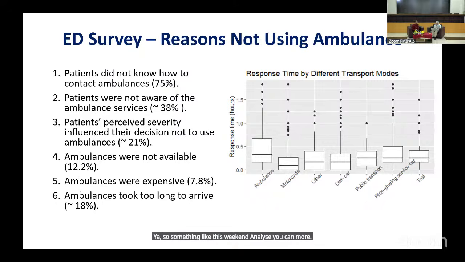And then there's the belief that an ambulance costs money. It is true. If you're not covered by BPJS, you have to pay, right? Although some charity ambulances will give it free. If it is an accident and emergency on the road, for example, it's free. And then again, the last one: the ambulance took too long to arrive. What do you think happened here? Why does the ambulance take too long?